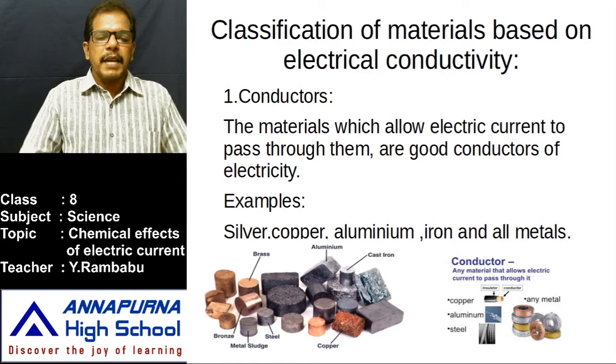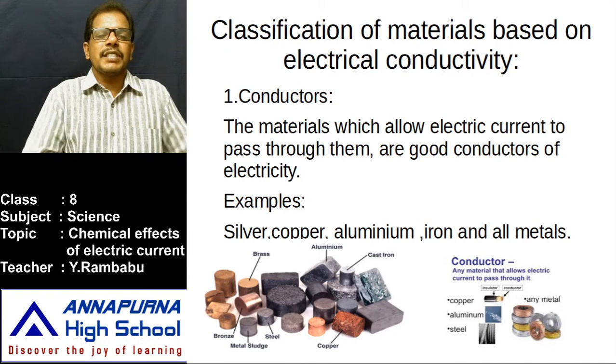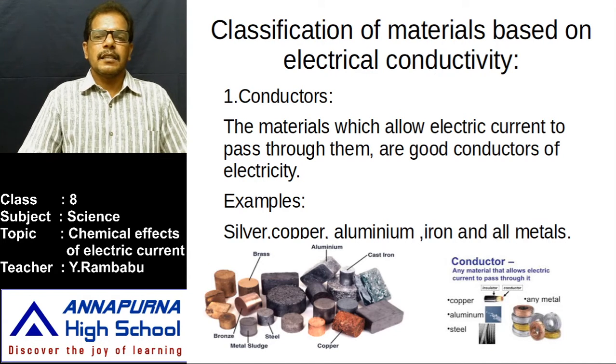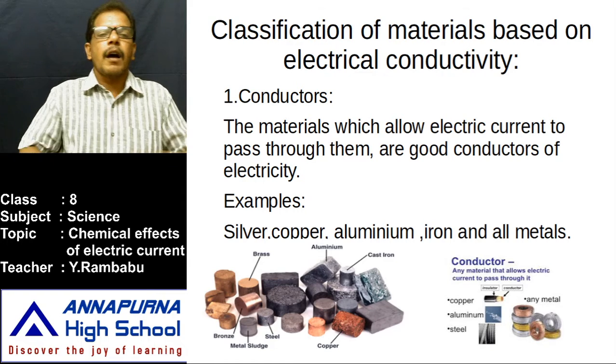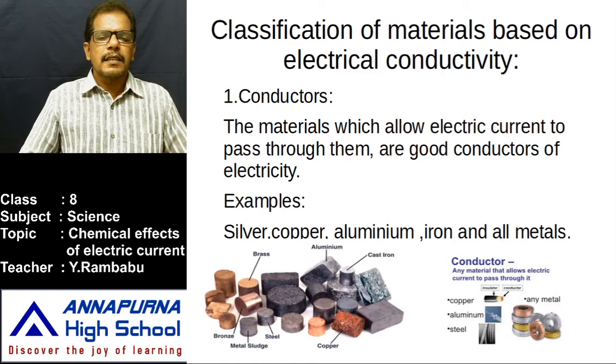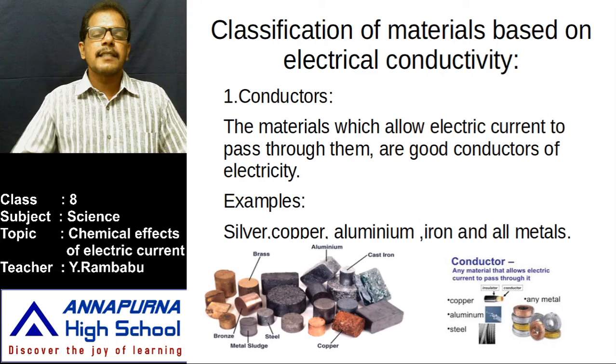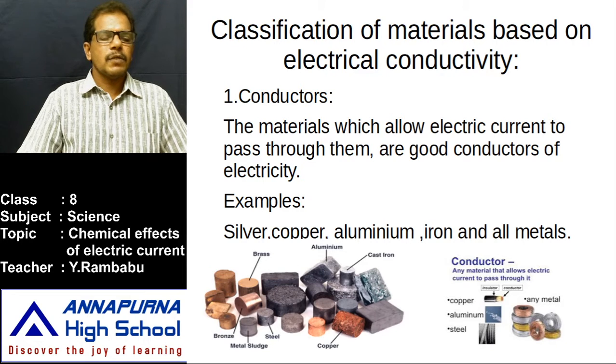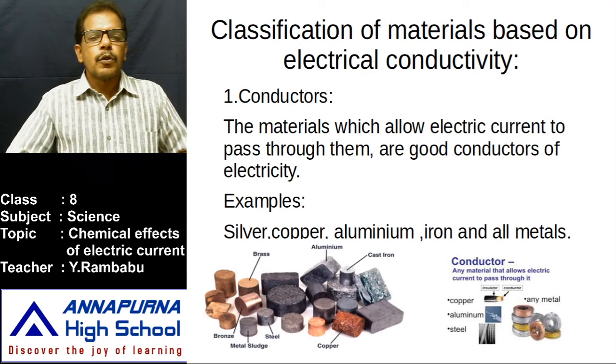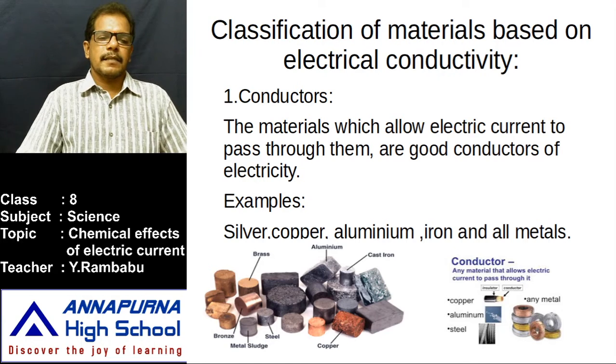In this manner, based on conductivity, that means electrical conductivity, whether electricity passes through it or not, these materials are classified. What are the materials observed in our day-to-day life? All these materials are classified mainly into three types: conductors, poor conductors, and semiconductors. What are they? Conductors, poor conductors, semiconductors.